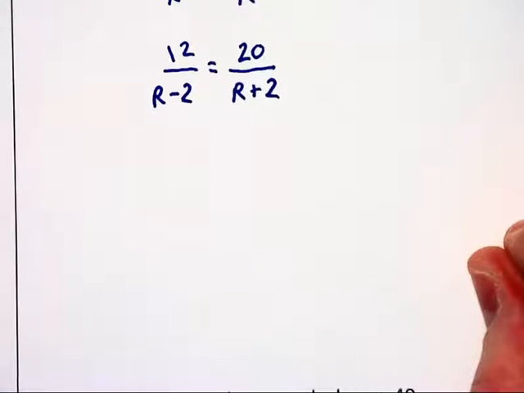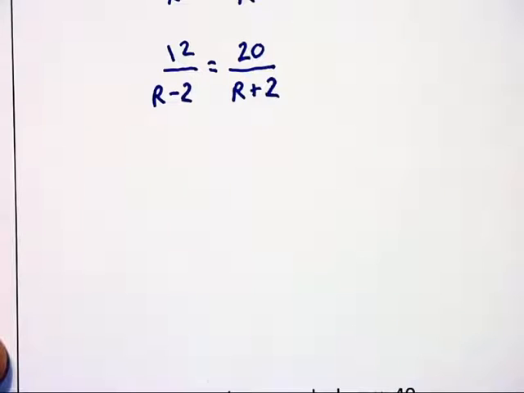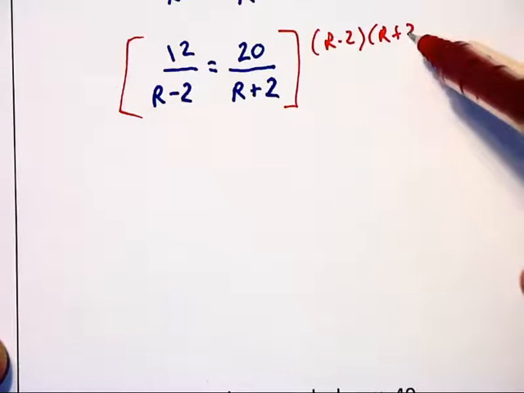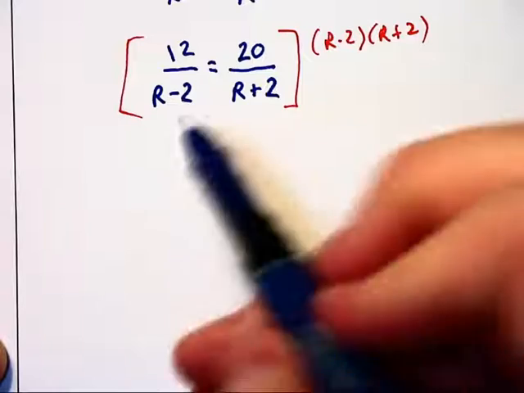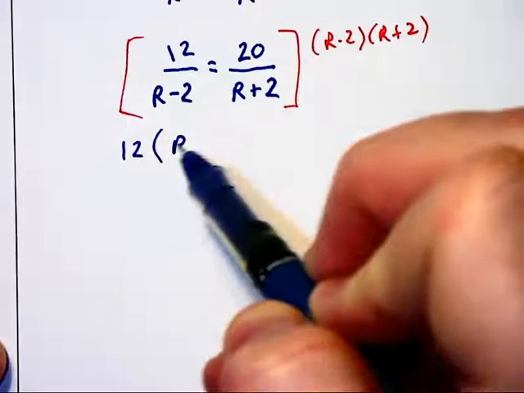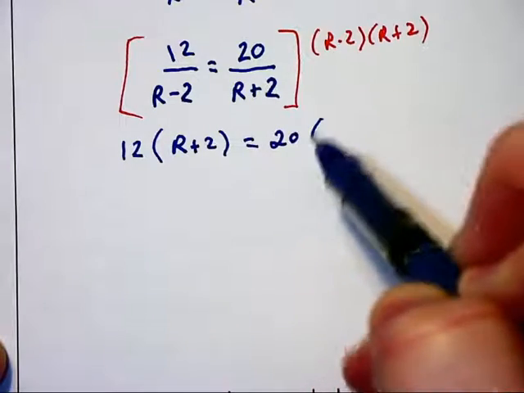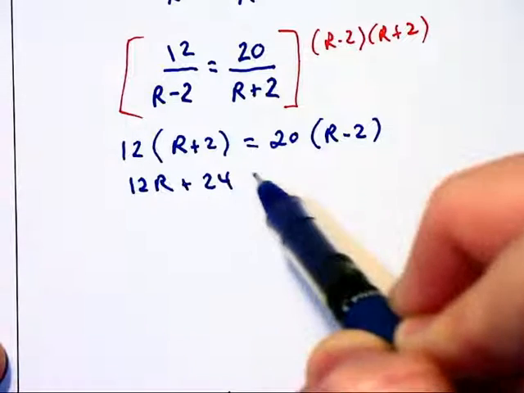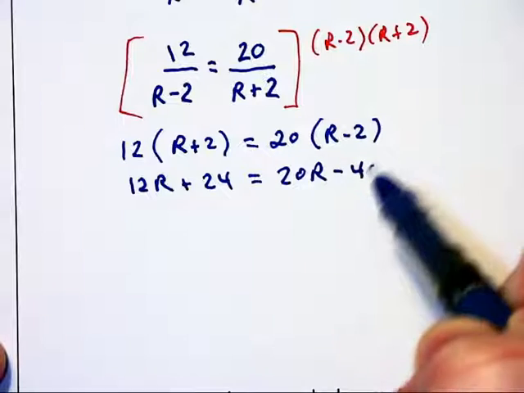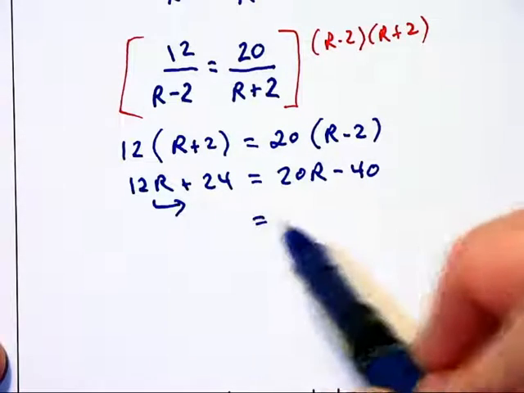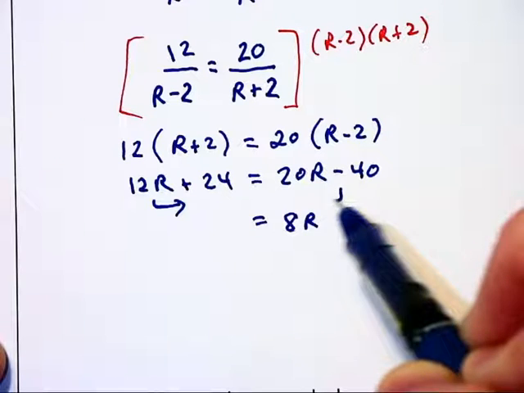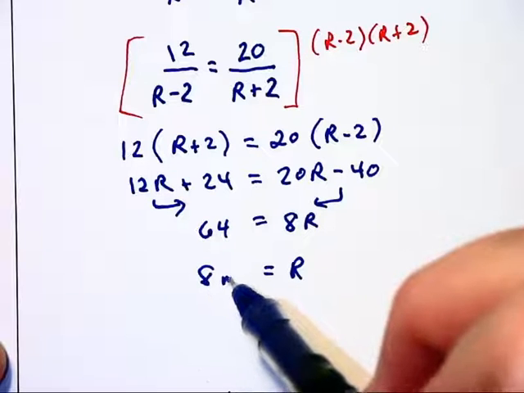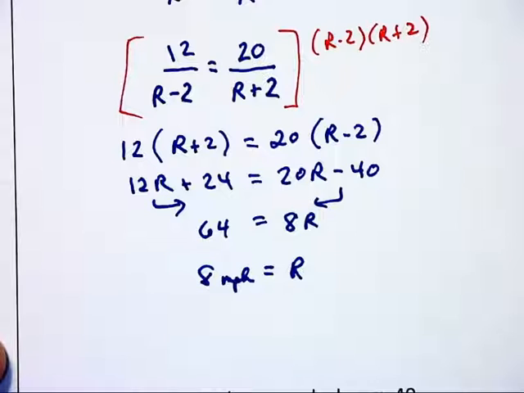Now, let's solve this by either multiplying through by the least common denominator, which is r minus 2 times r plus 2, or cross multiplying, which basically has the same effect. We will have 12 times r plus 2 is equal to 20 times r minus 2. Doing the distribution, we have 12r plus 24 equals 20r minus 40. I'm going to subtract all the r's off to the right-hand side, leaving me with 8r, and I'm going to add 40 to both sides to get 64. So r is going to equal 8 miles an hour for the speed of the boat on its own.